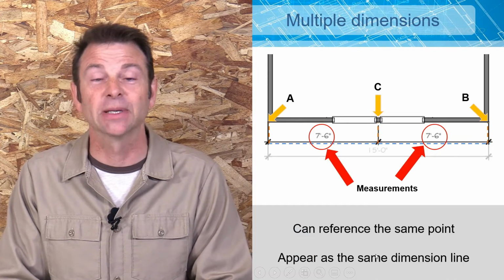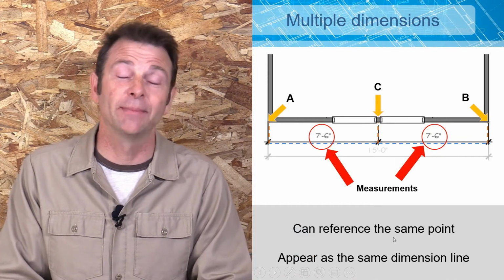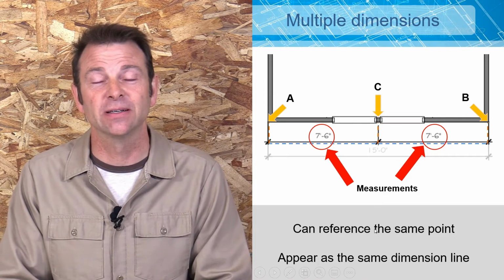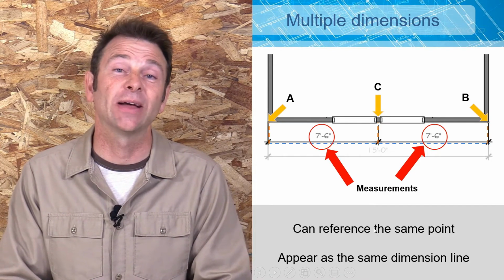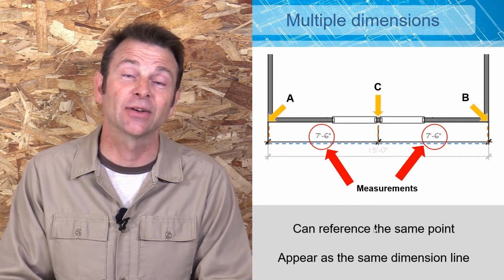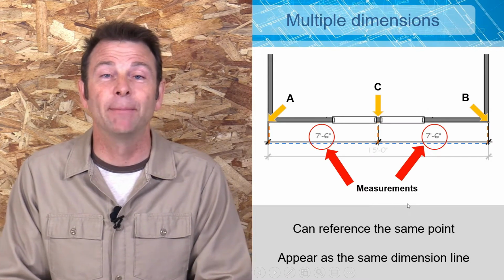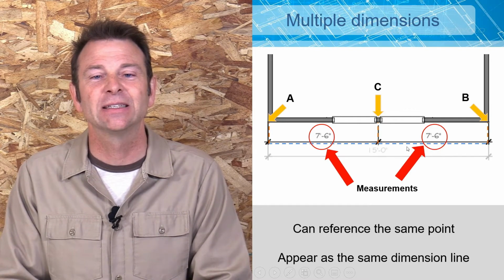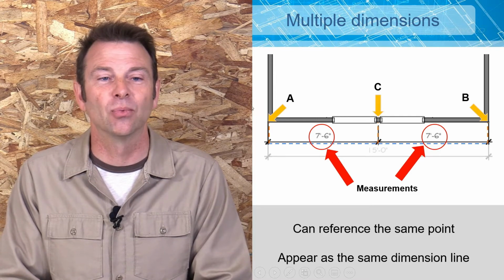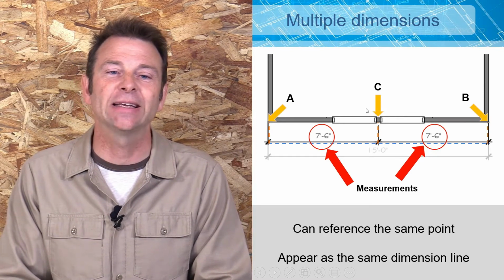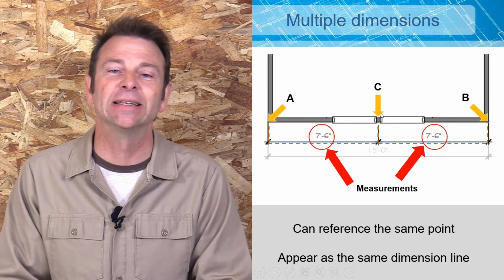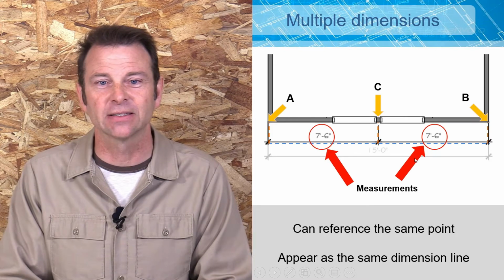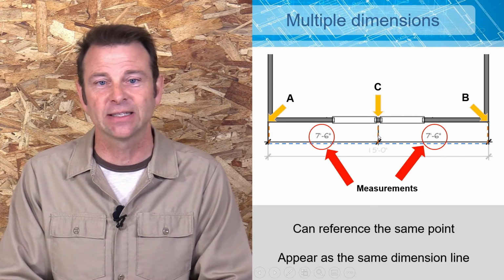So now we're getting more complicated. We can look at one dimension, it makes sense, it's easy, but on plans there are multi-dimensions and they get very confusing. So now we have to talk about referencing accurately dimensions. And when you have multiple dimensions, it becomes harder. As you can see here, these 2 dimensions share a dimension line, but they're referencing 3 different points. So A to C is going to be this measurement, and C to B is going to be this measurement. They appear to be sharing this dimension line, but as you can see, there's an extension line in between them.